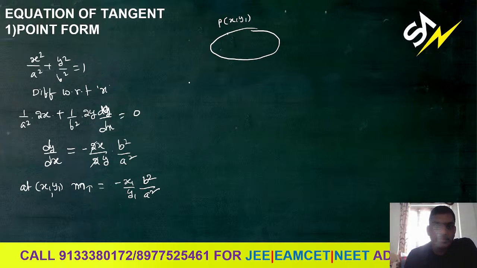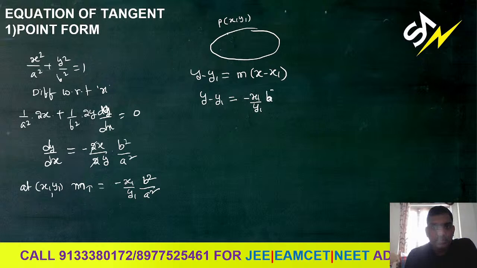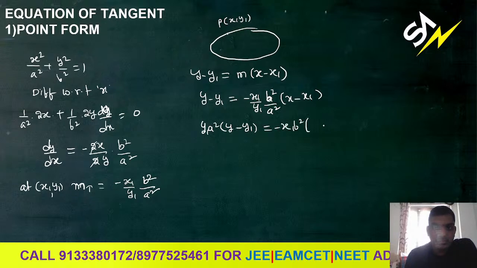If we know the slope of the tangent, then y minus y1 is equal to m times (x minus x1). So y minus y1 is equal to minus x1 over y1 times b square over a square into (x minus x1). So y1 a square into (y minus y1) is equal to minus x1 b square into (x minus x1). If we simplify this, you can get the tangent line.